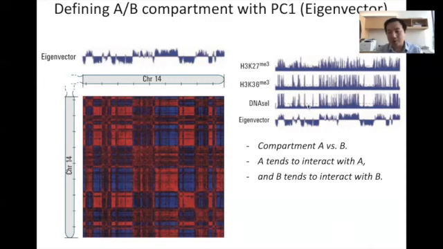So one thing you can observe is that the A compartments still interact with A compartments, even if they are pretty far away in terms of genomic distance. And the B, the blue bars, also interact with the blue regions. A interacts with A, and B interacts with B. So what does it really tell you?